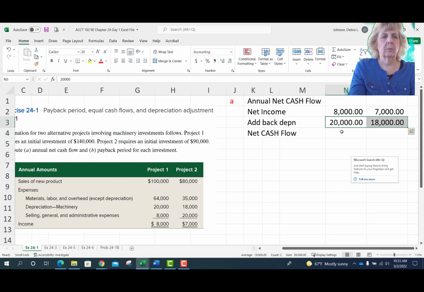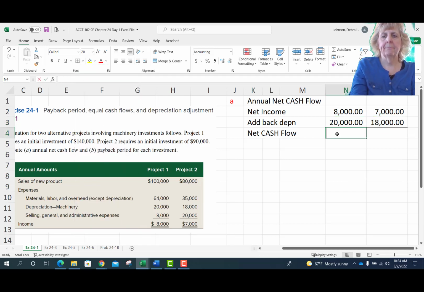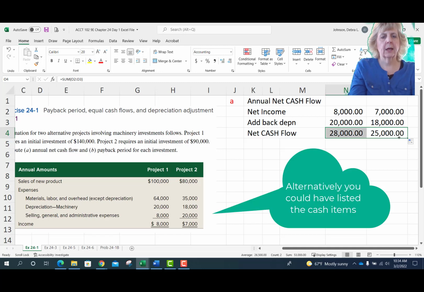So let me go ahead and put a line in here. We will compute that net cash flow. The other thing you could have done alternatively was you could have just done a little miniature statement here on a cash basis, and you could have excluded the depreciation line item, and you would wind up with the same answer. So letter A has been answered.